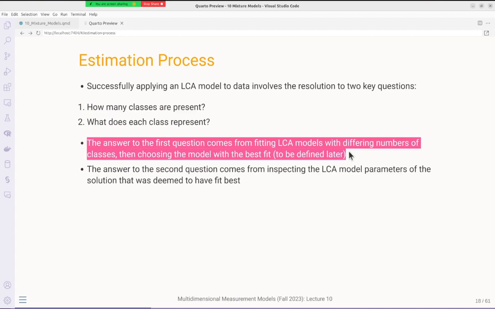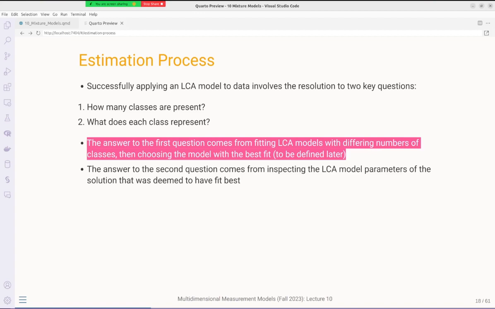We are going to estimate separate models, increasing the number of classes. Hey, that homework 4, you estimated separate models, increasing the number of factors, right? Don't remind you, right? I get it. Yesterday was Halloween. It was scary for a number of reasons, including homework 4.